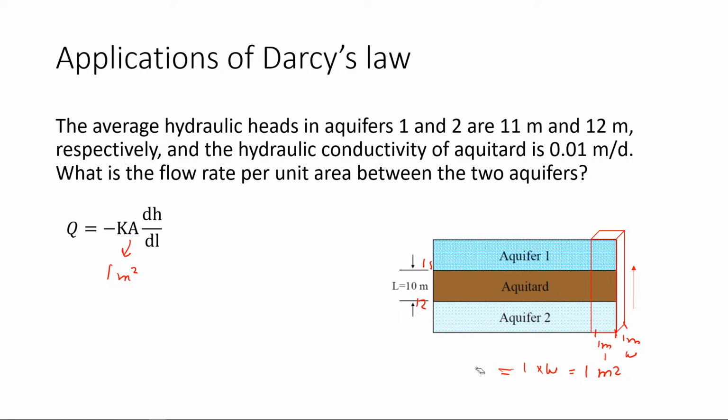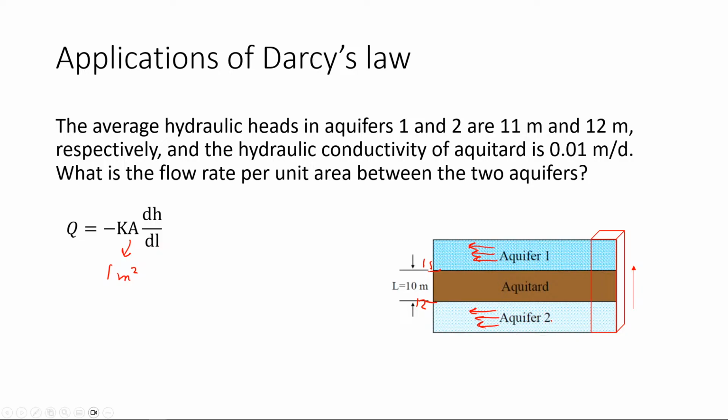Okay, so let me delete all this. The head here is 10 and the head here is 12. Remember, I told you groundwater flow direction is always like this. So here the flow direction would be like this, here like this. That's in the aquifer. But I told you the aquitard is a confining layer, so there is usually no flow between aquifer 1 and aquifer 2.